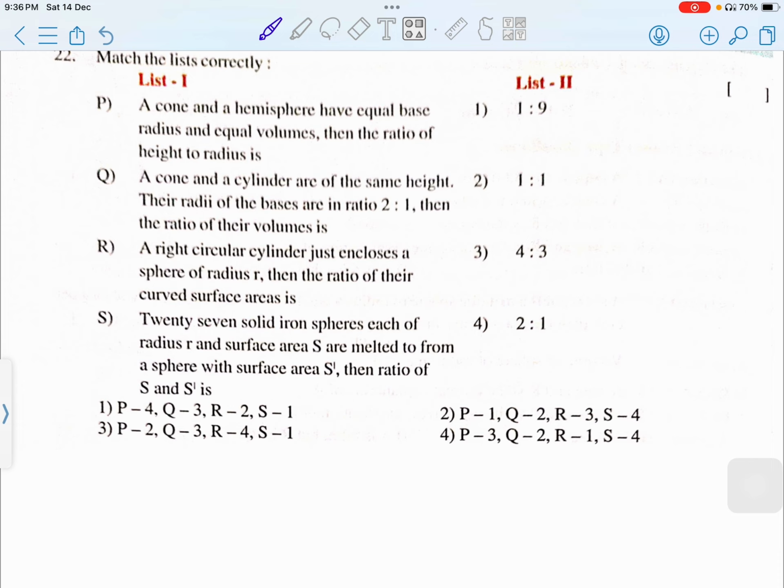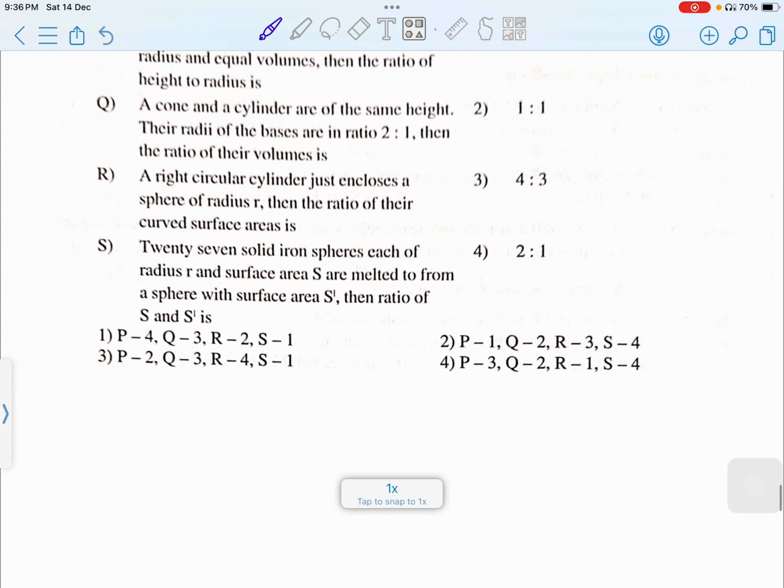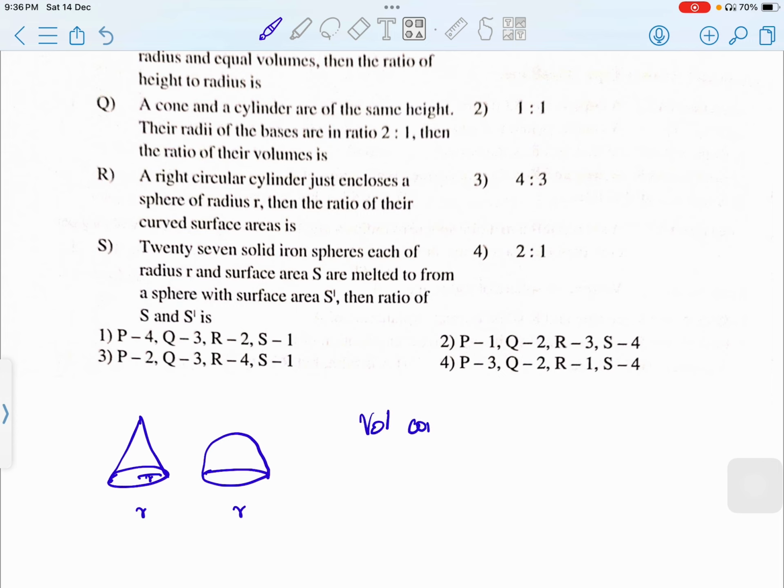A cone and a hemisphere have equal base radius and equal volumes, then what is the ratio of the height to the radius? So you are talking about two things, a cone and a hemisphere. Both of them have the same base radius. So here also radius R, here also R, and equal volume. So volume is equal means volume of cone equals volume of hemisphere.